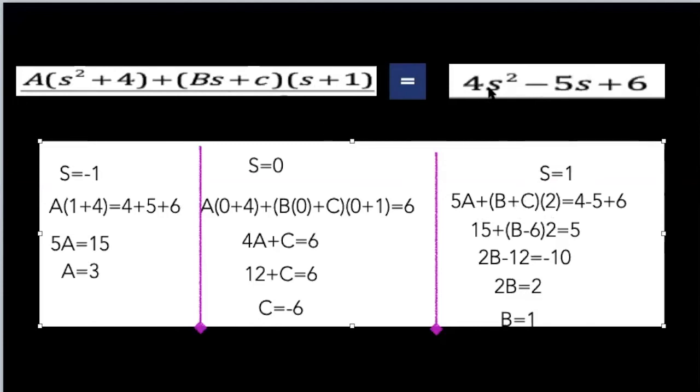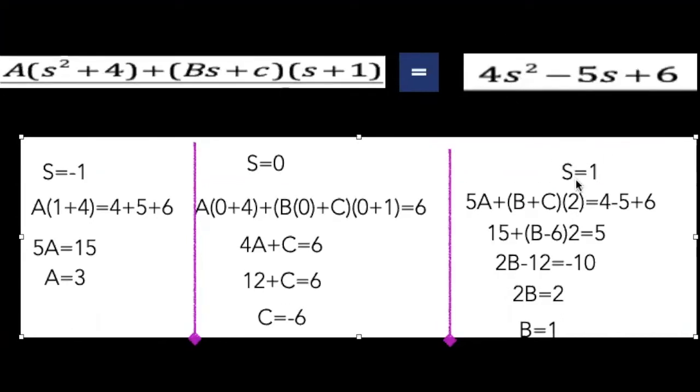Replace here with 1, so 1 squared is 1. 1 times 4 is 4. 1 times -5, that's -5 plus 6. So after replacing s to be equal to 1, we have a, replacing a with 3. So we have 3 times 5, 15. C is -6. And calculating this part, we have 5. Because 4 minus 5 plus 6, that gives you +5.